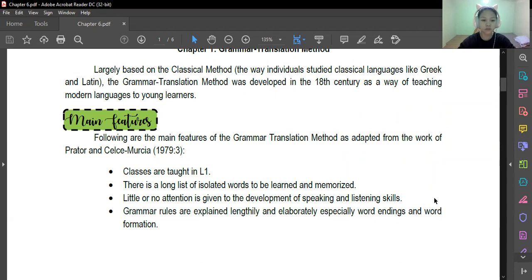Now, in GTM, of course, there is a long list of isolated words to be learned and memorized. Remember, in grammar translation method, rote memorization is the key. Memorize, memorize, memorize.